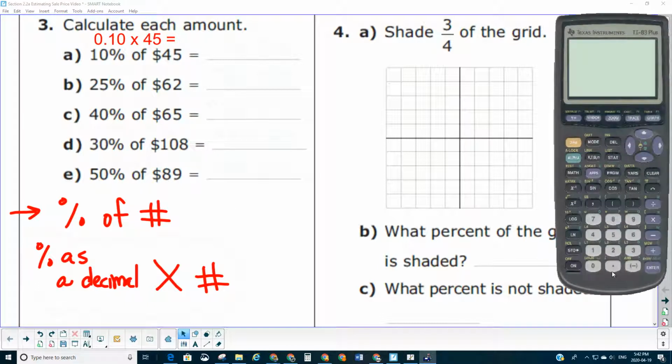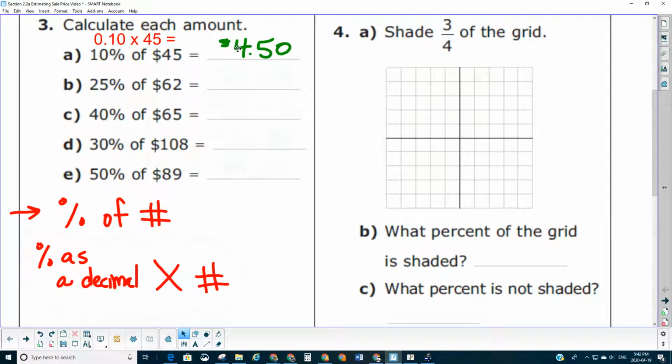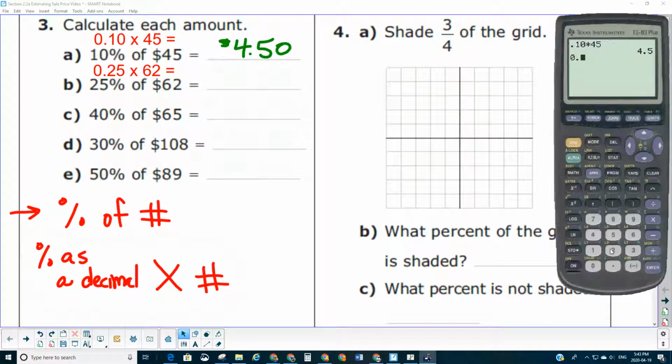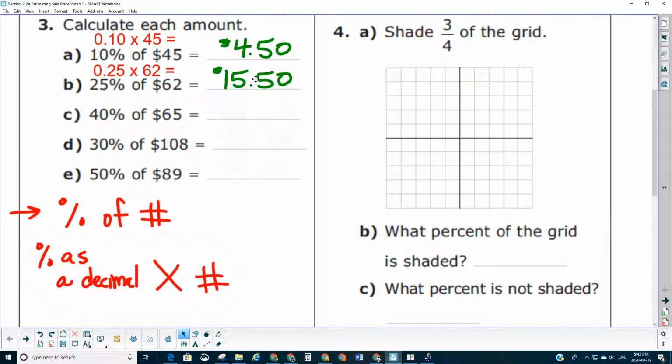So we go to our calculator, we got to turn it on, 0.10 times 45, and we'll find out that the answer is 4.5, which of course means $4.50. Next, we have 25% of 62. So 25% divide by 100, move 2 decimal places over, is 0.25. Of means times 62. So let's try that. 0.25 times 62. And we get 15.5, which means $15.50.